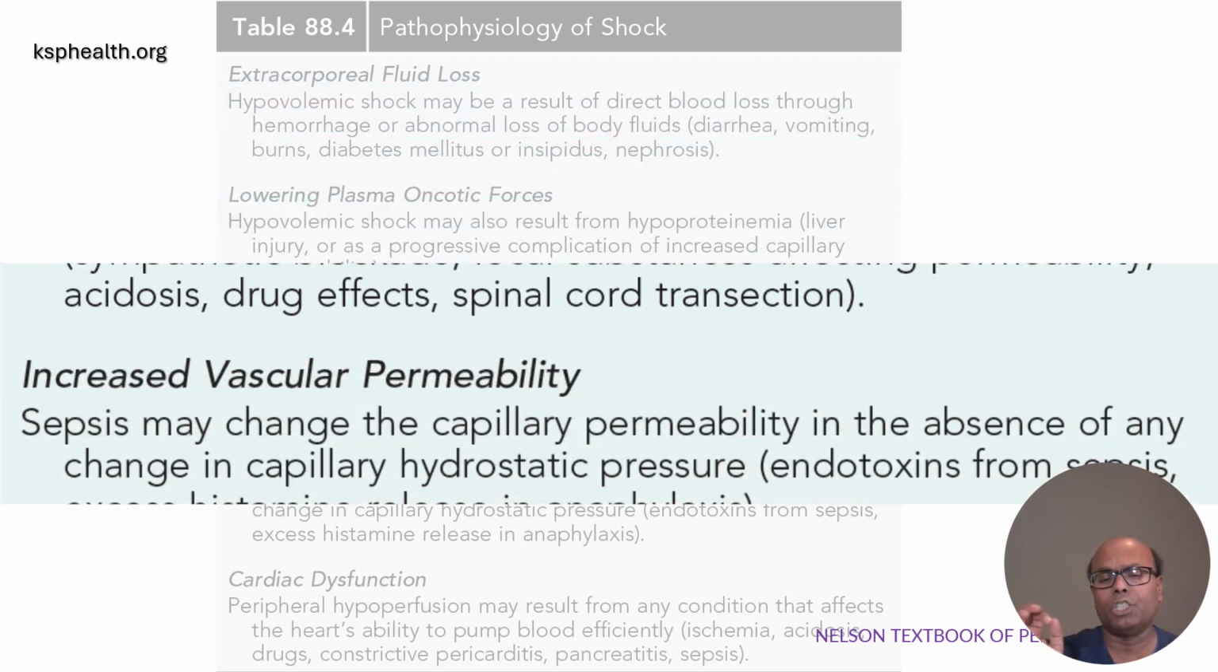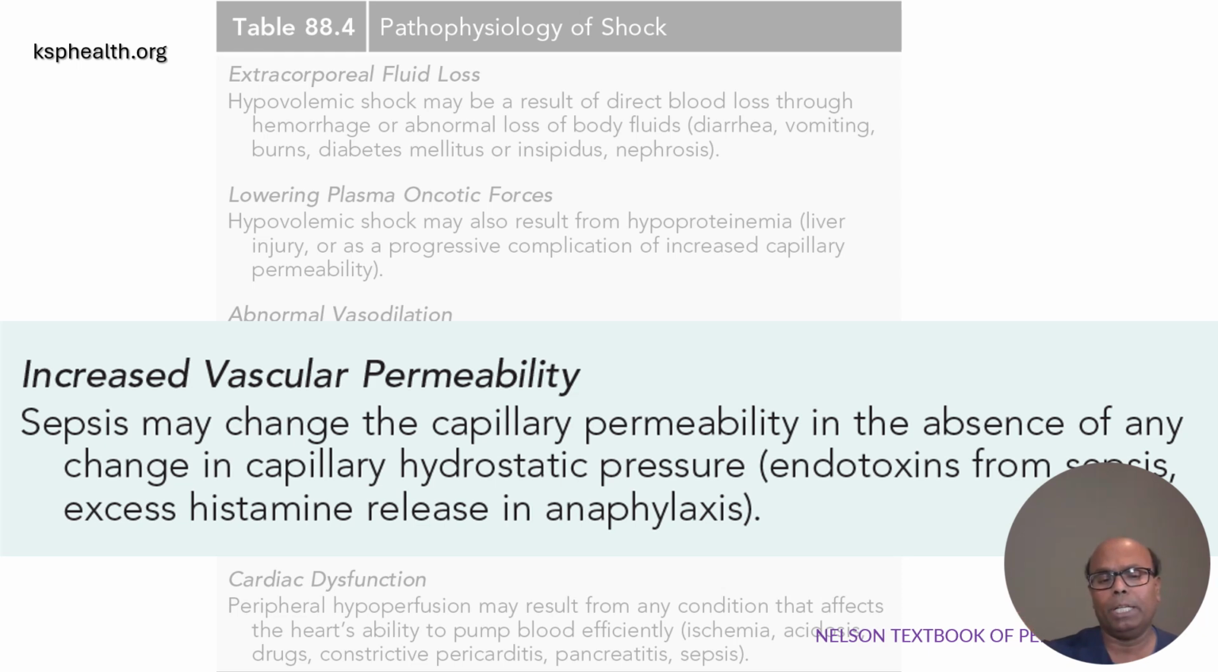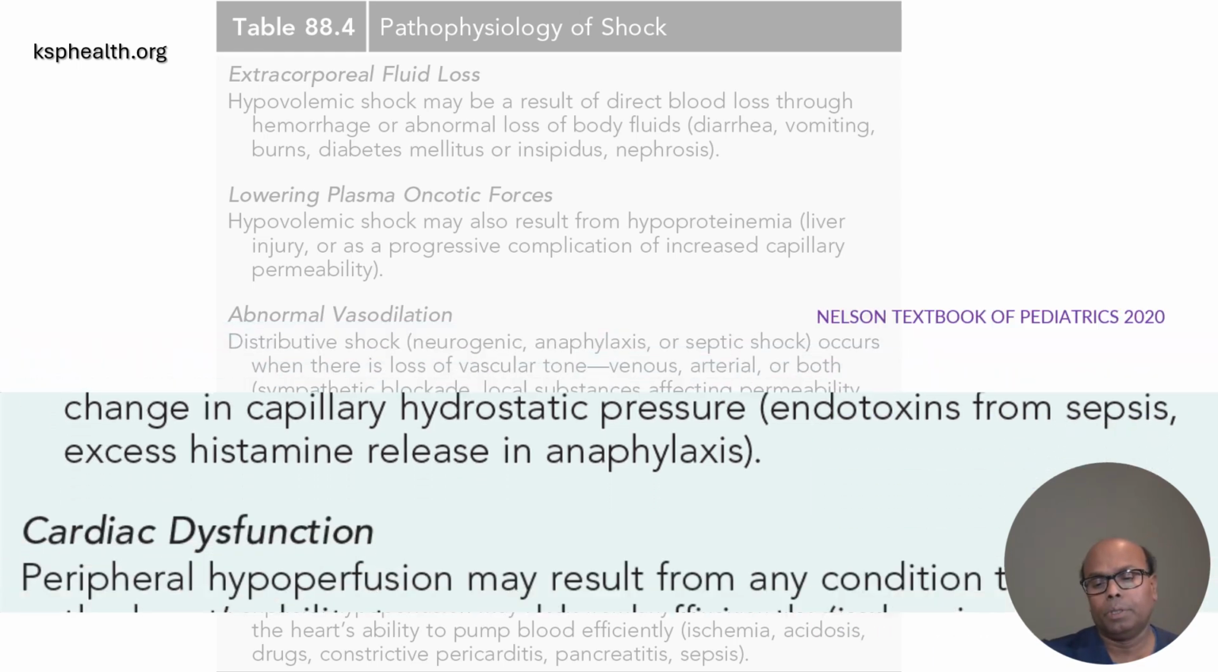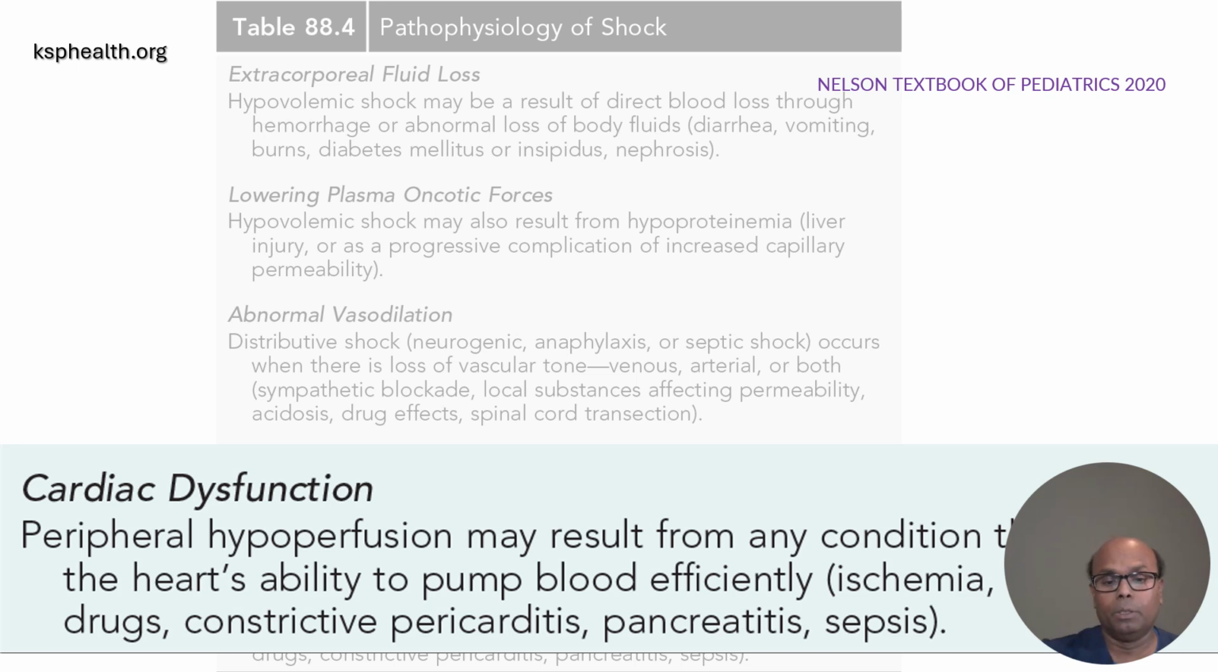And increased vascular permeability. Sepsis may change capillary permeability in the absence of any change in capillary hydrostatic pressure. That happens because of endotoxins released from sepsis, or in anaphylactic shock because of excessive histamine release. And cardiac dysfunction. Cardiac dysfunction can cause hypoperfusion because of pump failure by the heart. It could result from ischemia, drugs, constrictive pericarditis, pancreatitis, and sepsis.